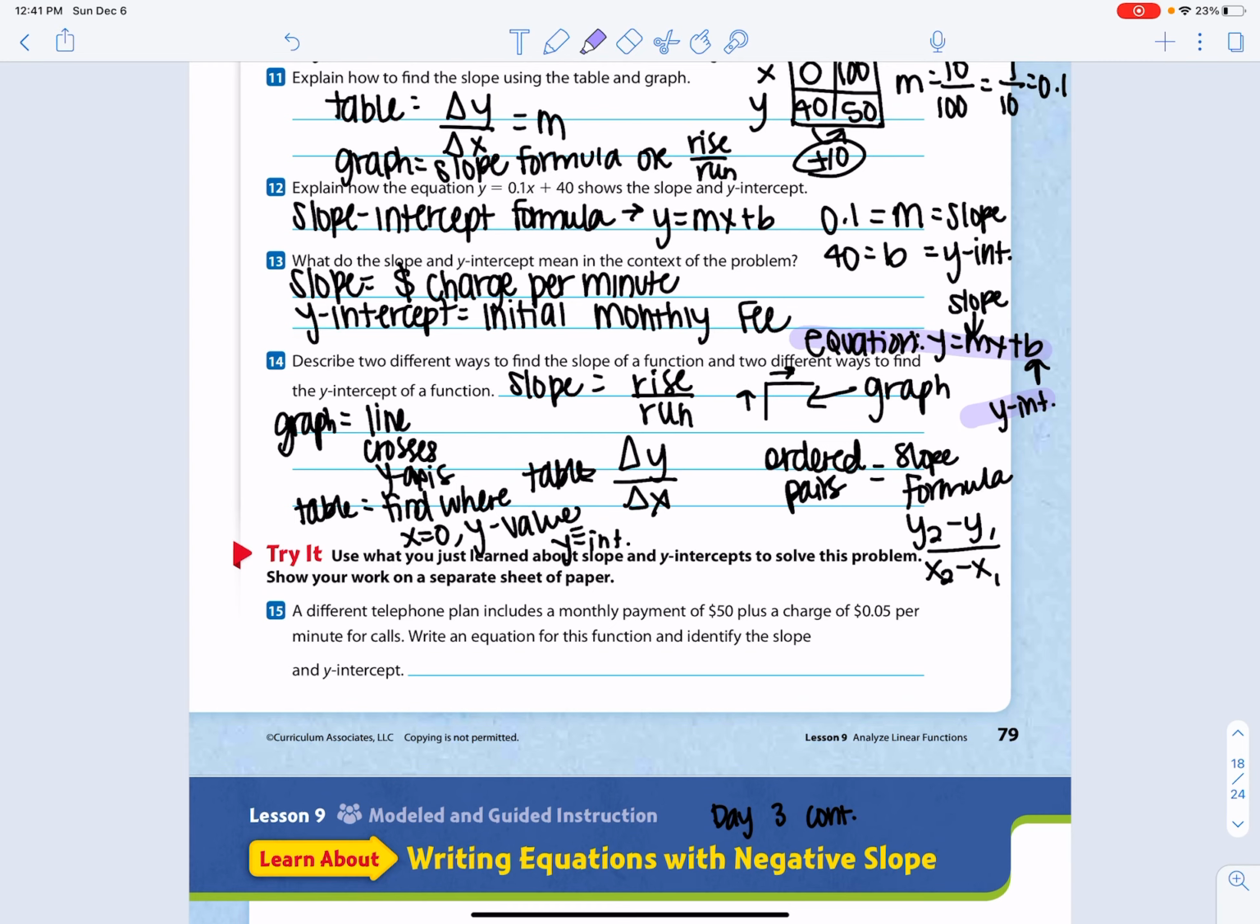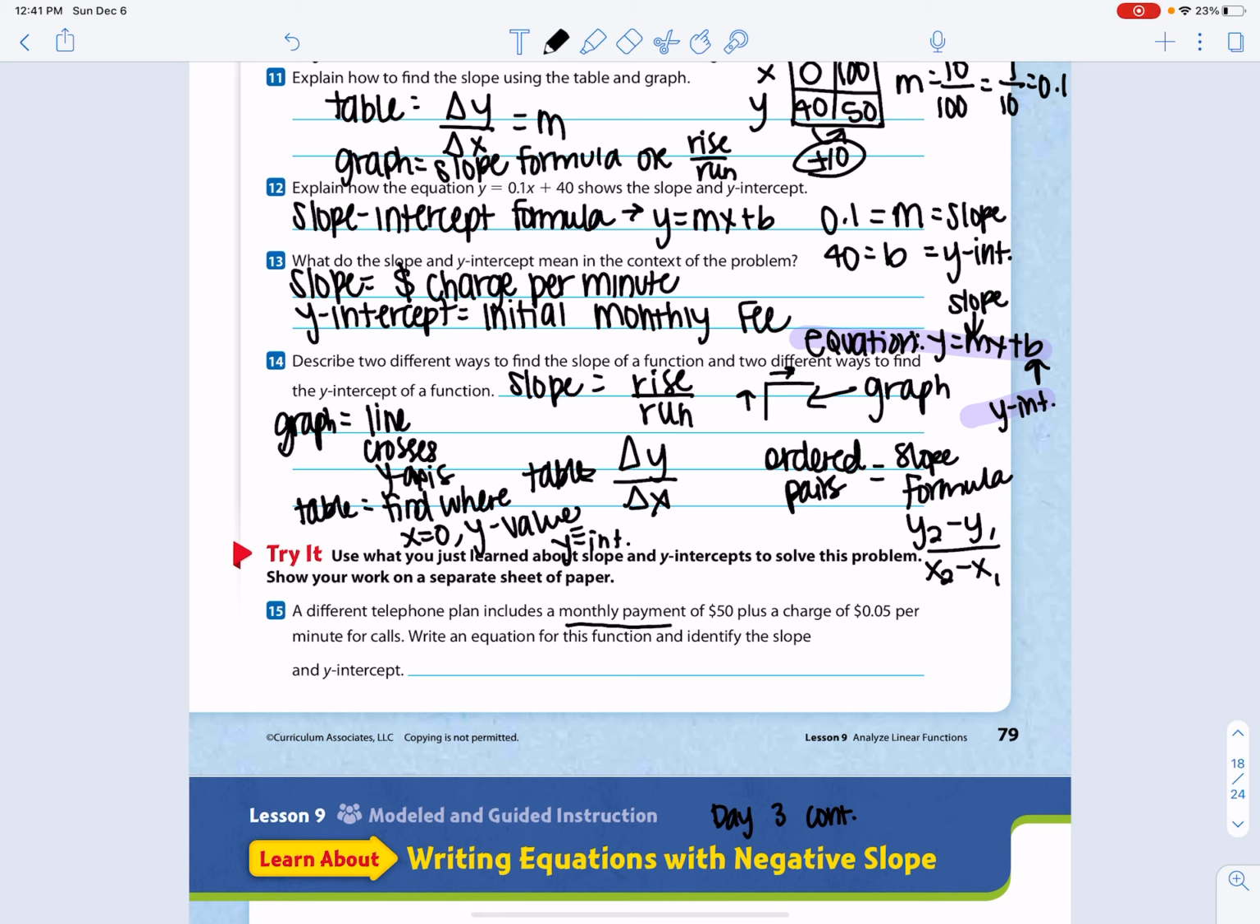Use what you just learned about slope and y-intercepts to solve this problem. Show your work on a separate sheet of paper. A different telephone plan includes a monthly payment of $50 plus a charge of 5 cents per minute for calls. Write an equation for this function. Identify the slope and y-intercept. Super easy. They already told you what they were.